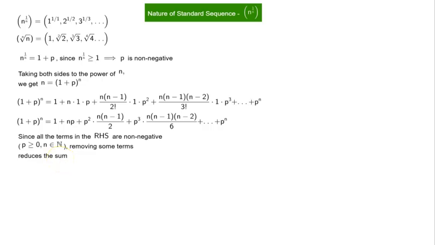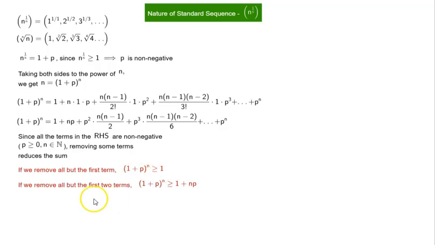Now let's try out some possibilities. If we remove all but the first term, what do we get? We get (1 plus p) to the power of n is equal to 1. But since we are dropping everything else, it becomes actually greater than or equal to 1. Now let's solve for p. Taking the nth root, we get 1 plus p is greater than or equal to 1, which means p is greater than or equal to 0, which we already know. So this doesn't really help us.